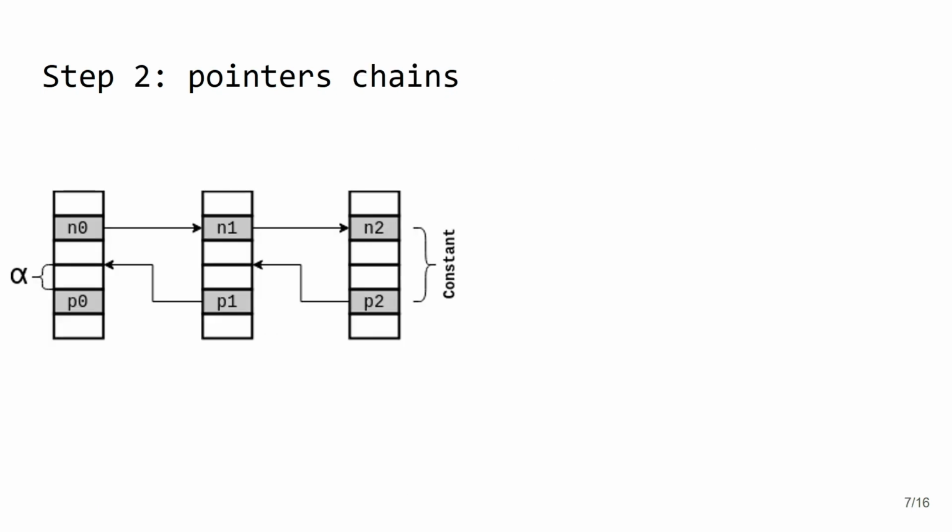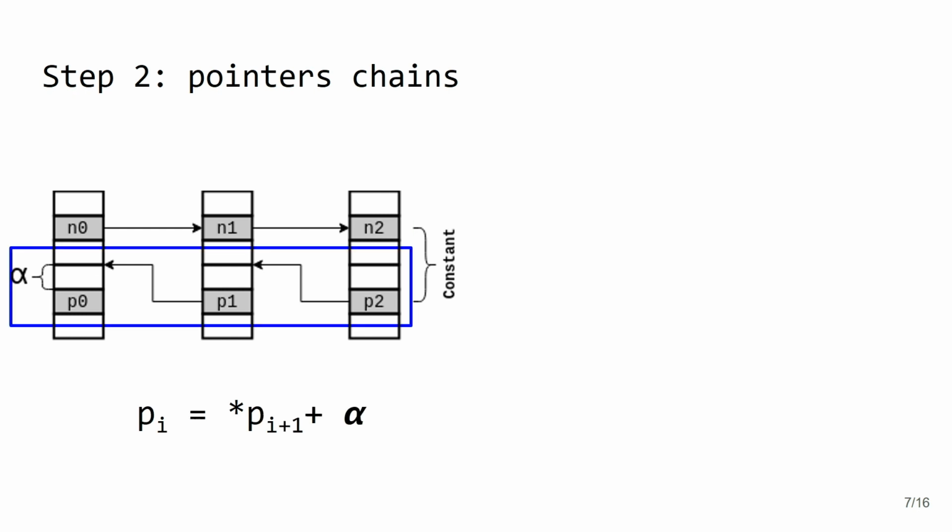To explain the next step of our technique, we use a different implementation of a doubly linked list. As in the previous example, the next pointer in this doubly linked list, n, directly points to the n pointer of the next element of the list. However, the destinations of the p pointers, the previous pointers, are offset by a constant value alpha. This implementation is used, for example, in the Linux kernel.